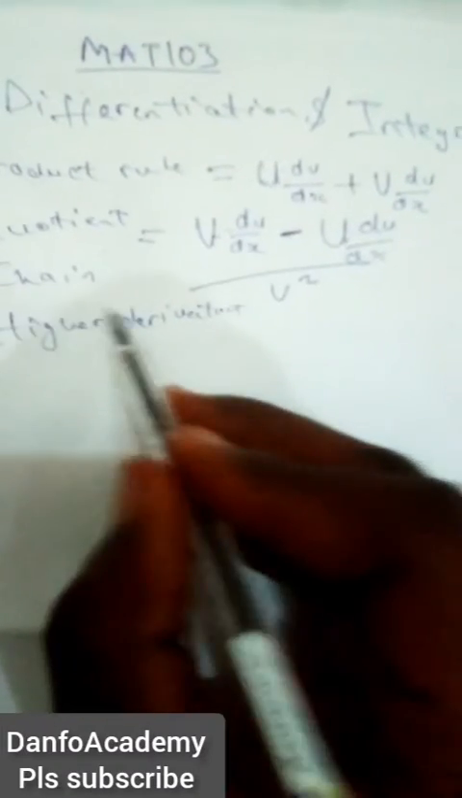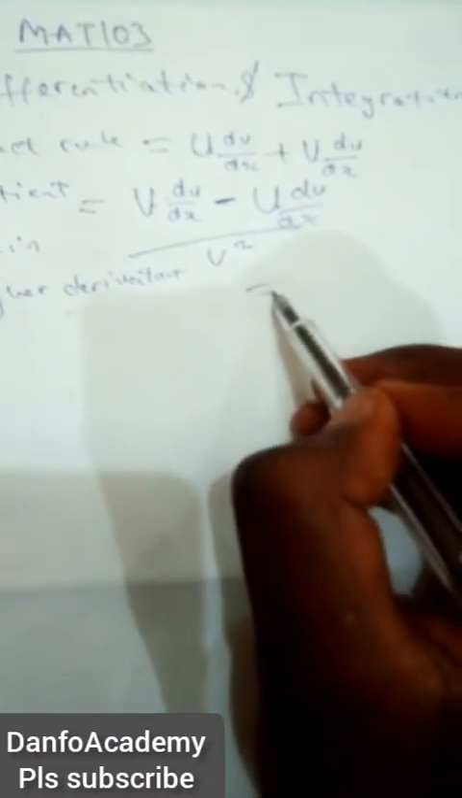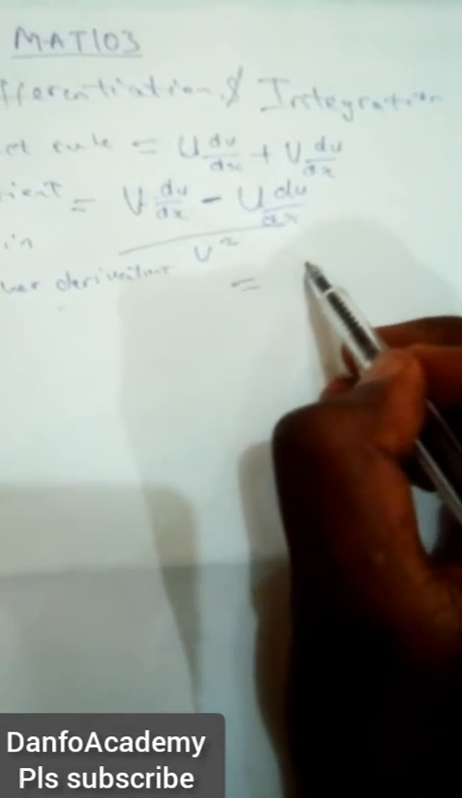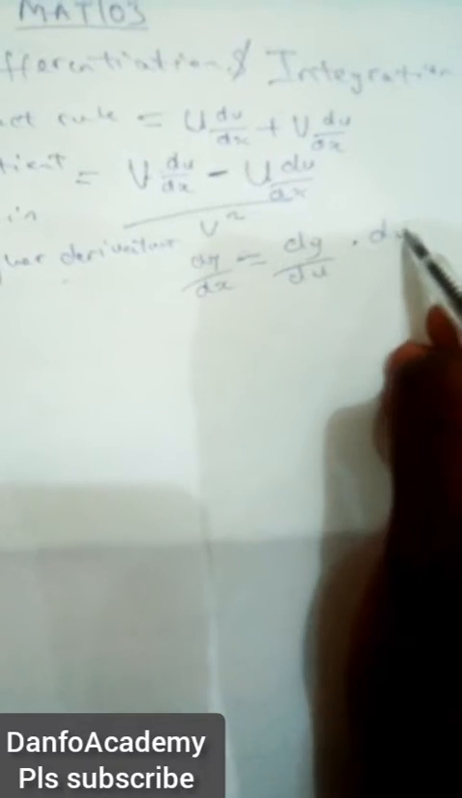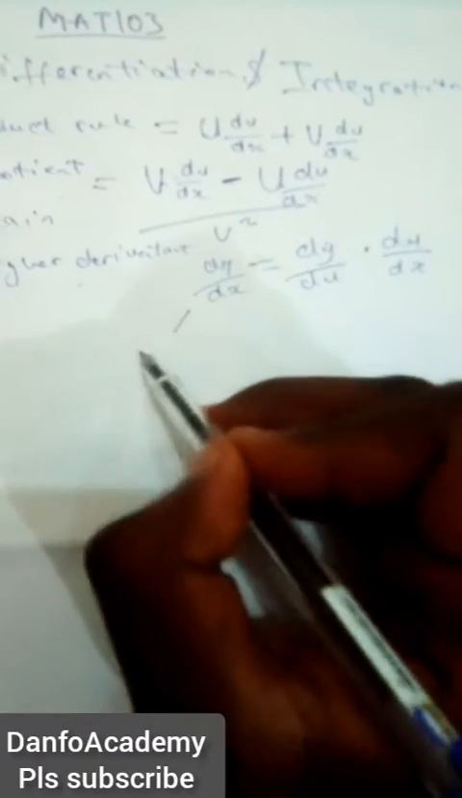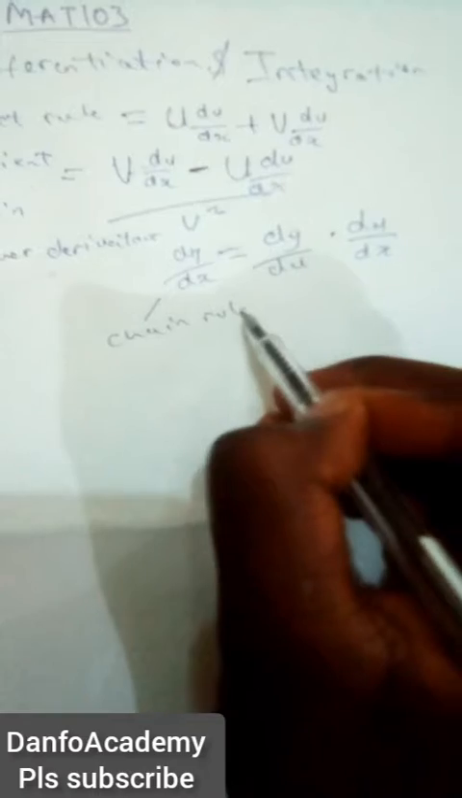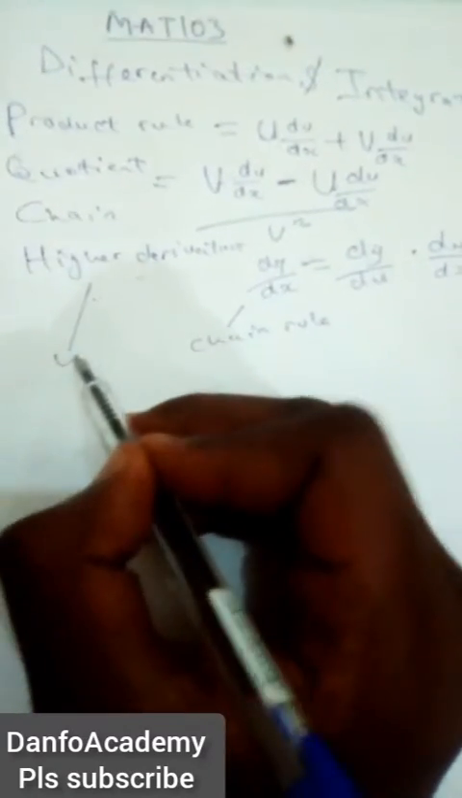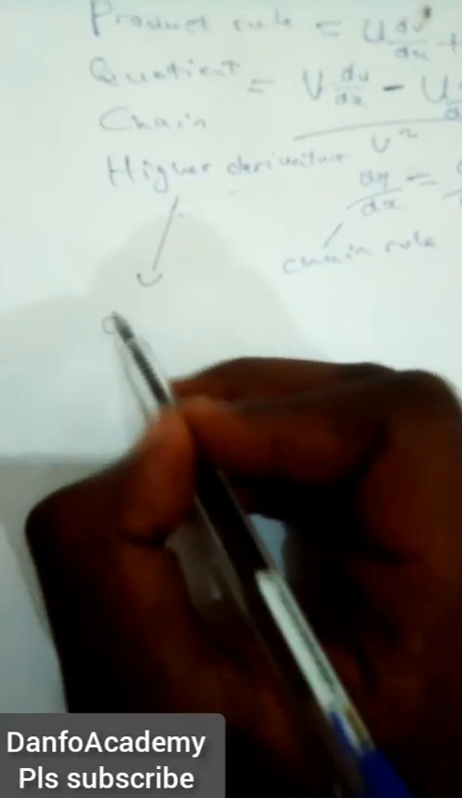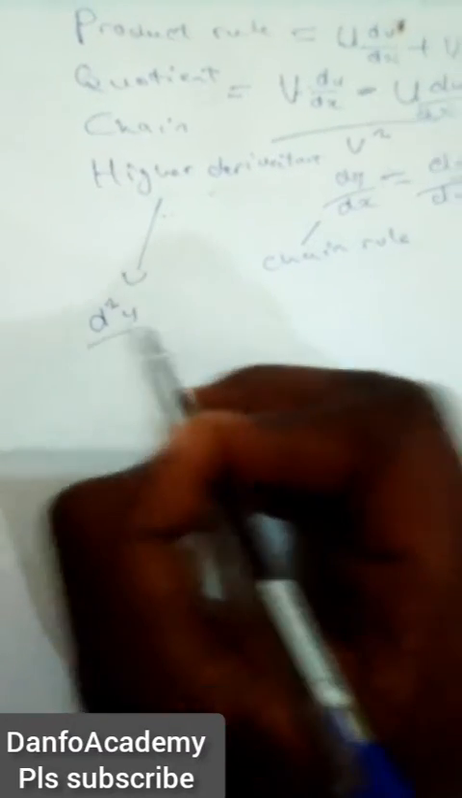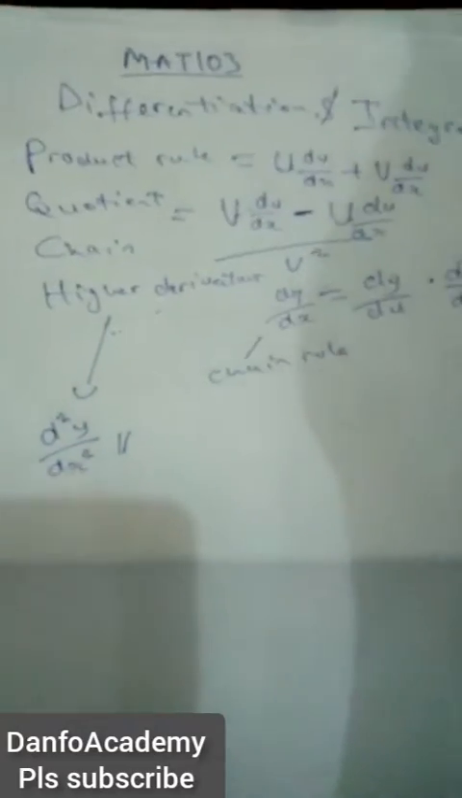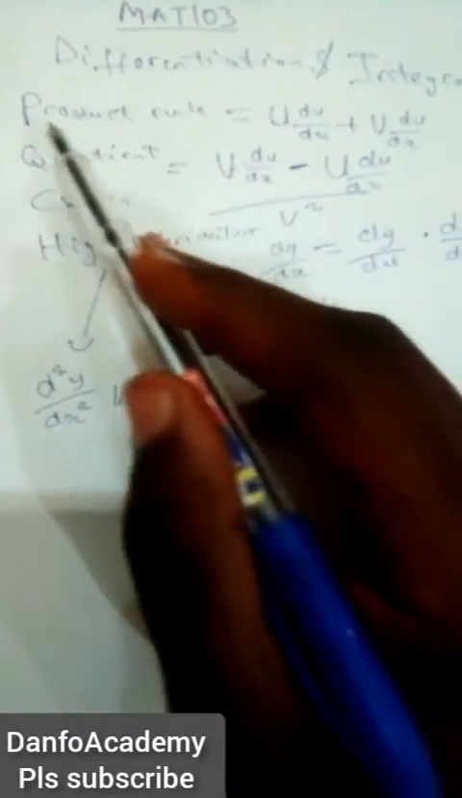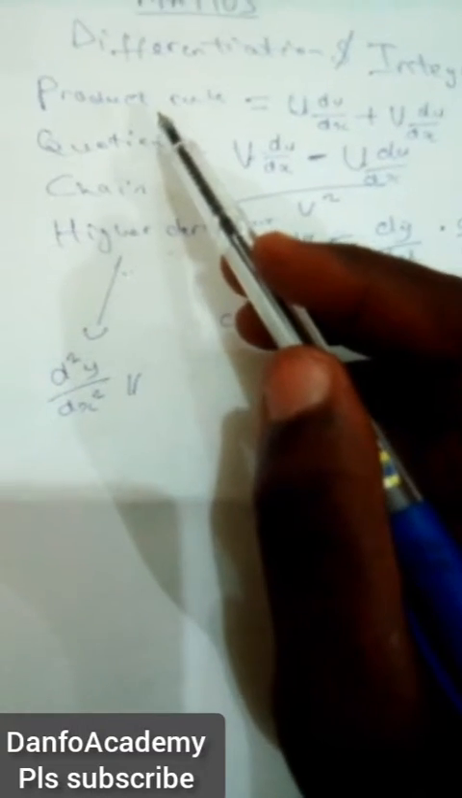We're talking about the chain rule. The chain rule has its own formula: dy/dx equals dy/du multiplied by du/dx. This is the chain rule. Now talking about the higher derivative, you will have, let's say, d squared y over dx squared.